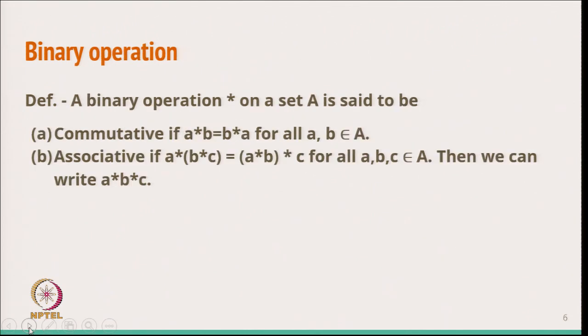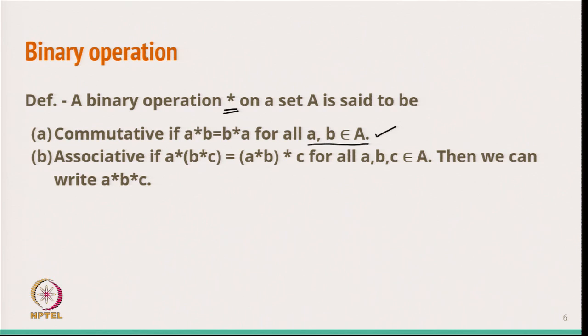Now, we define that a binary operation, which we represent by star, on a set A is said to be commutative if A star B is equal to B star A for all elements A, B belonging to the set A.